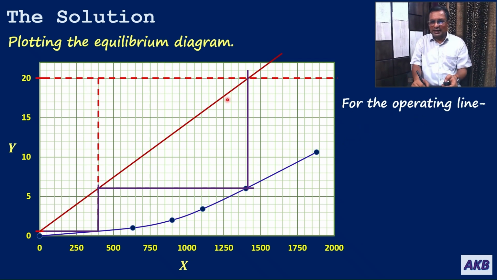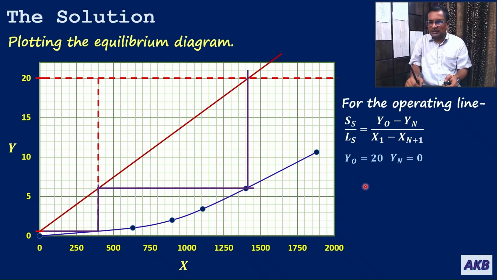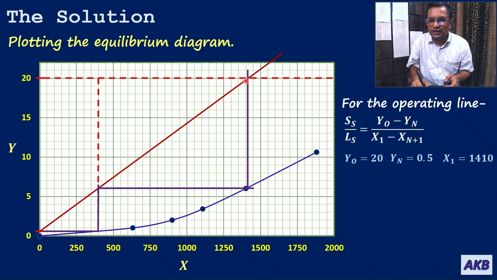So for the operating line that we have obtained, which is the true operating line, the slope is given as SS upon LS equal to capital Y0 minus capital YN divided by capital X1 minus capital XN plus 1. In this case, Y0 is known to us, it is 20, YN is 0.5, it is known to us. X1 we have to read from this point. X1 would be the x coordinate of this point, and you can check the x coordinate of this point is 1410. So in this case, X1 is 1410.